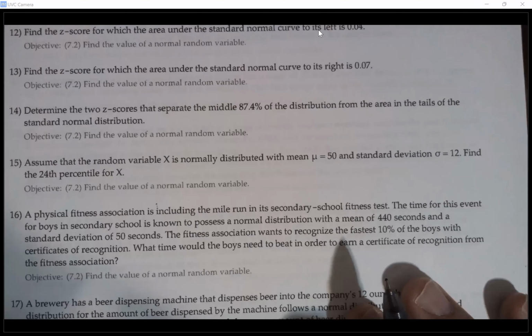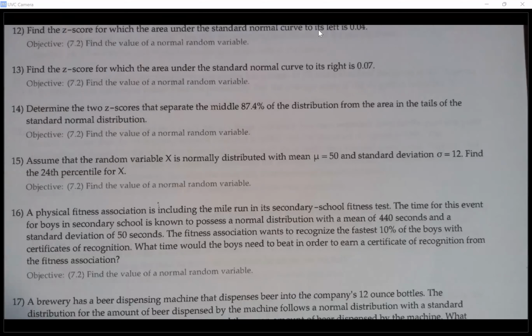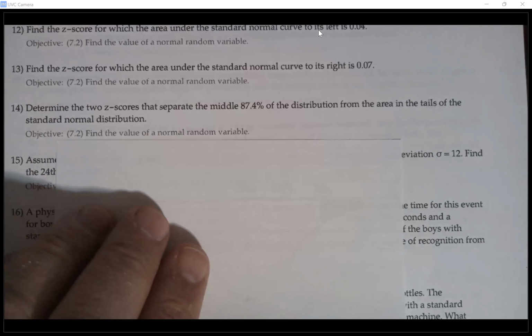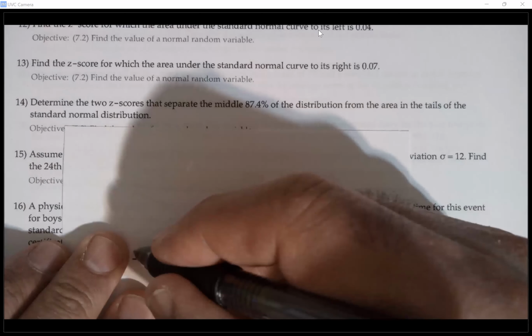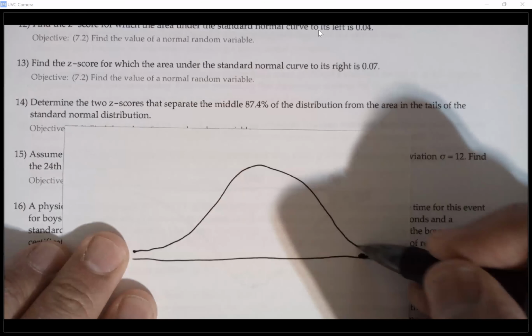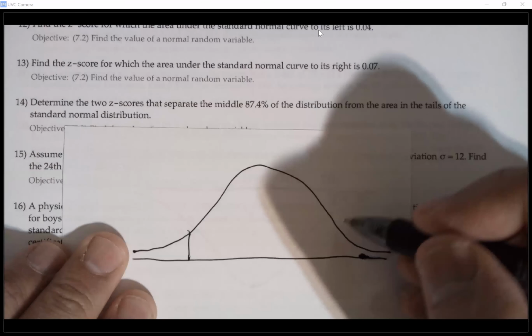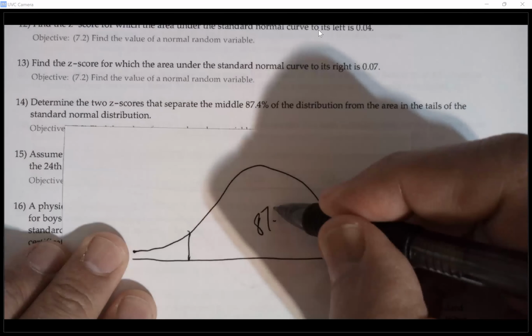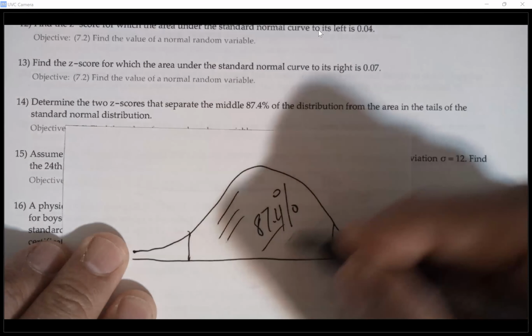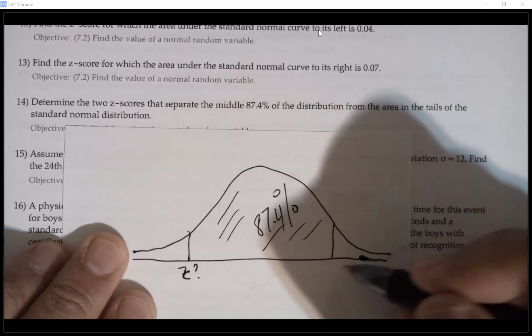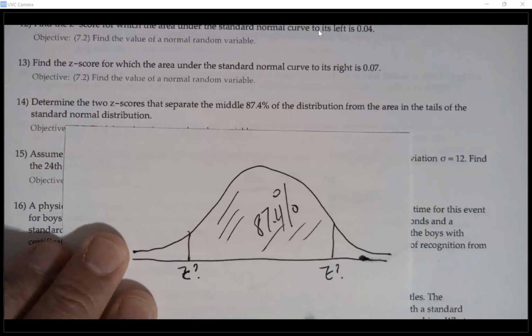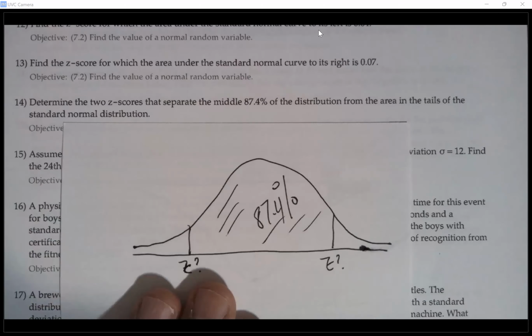14. Determine the z-score that separates the middle 87.4% of the distribution from the area in the tails. Okay, let's do this one. Here is how you do this one. This is the middle 87.4% right here. We need this z-score and we need this z-score. There are 2 values here. Okay, here's how you do it.